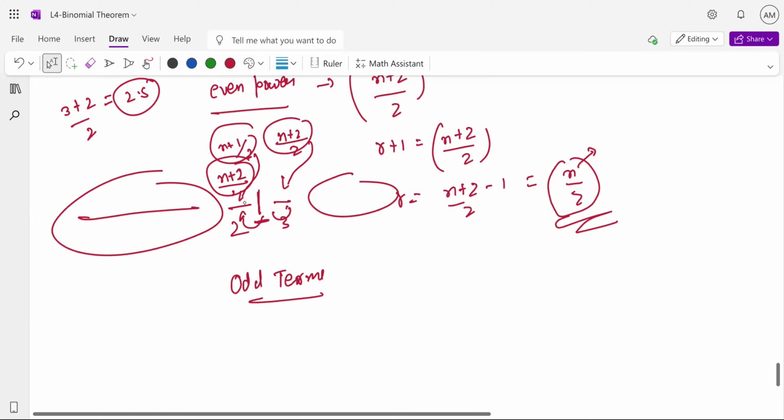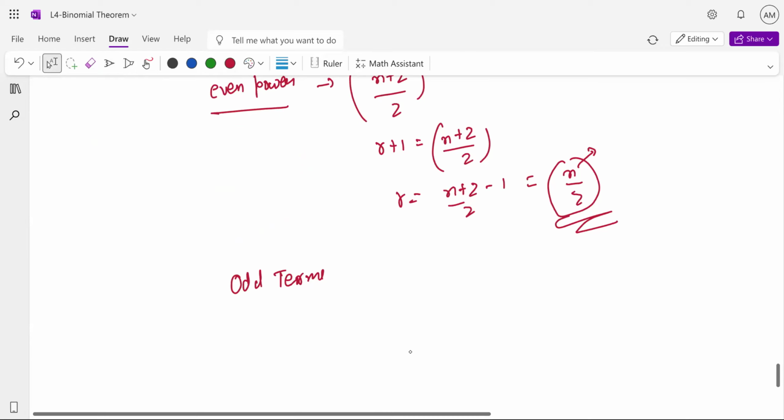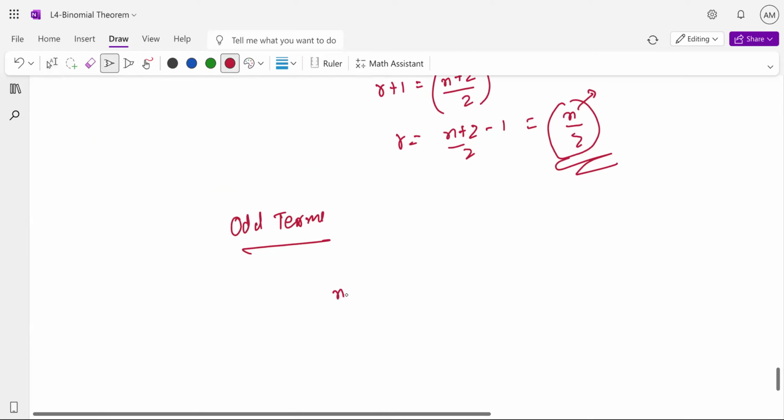That's why I'm saying this (n+2)/2 won't make sense here, because you will be reaching in between, at 2.5. It doesn't have anything. Either you have 2, either you have 3. Make sense? So that's why for odd terms, what are the middle terms we have? We have two middle terms: the (n+1)/2 th term, or what terms we have? The (n+3)/2 th term. Is that clear?